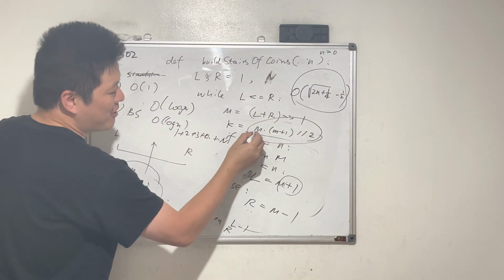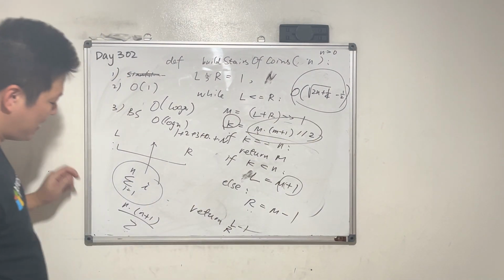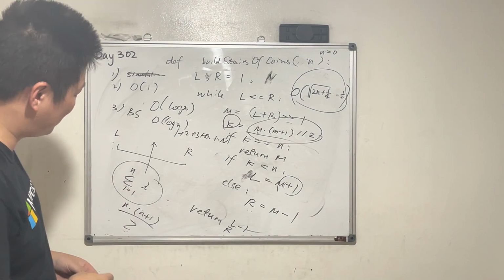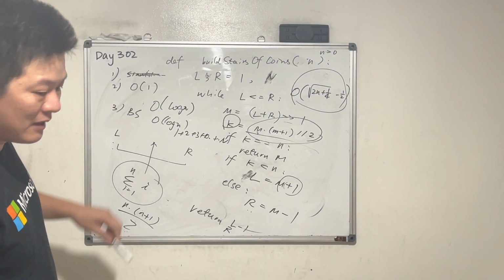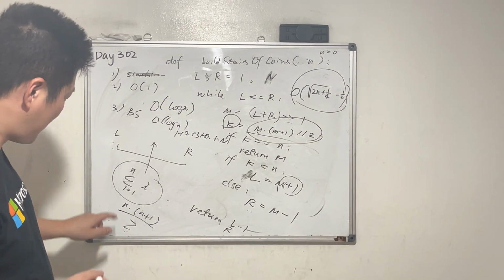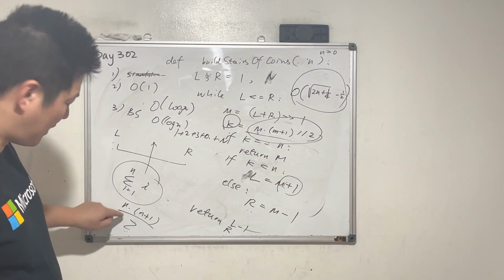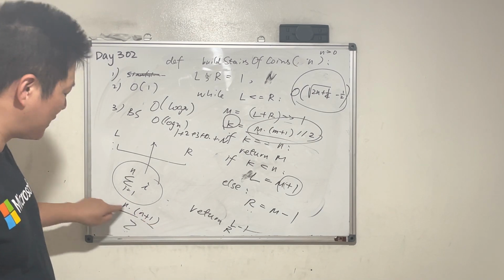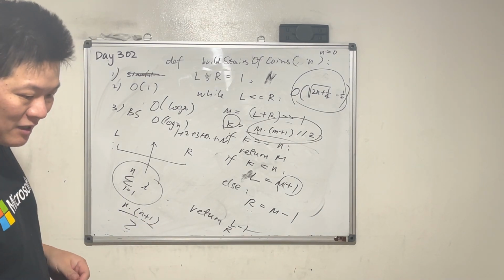We know the n rows and how many coins? It's the same, I'm just using different letters. N times n plus 1 divided by 2. Okay, good job.